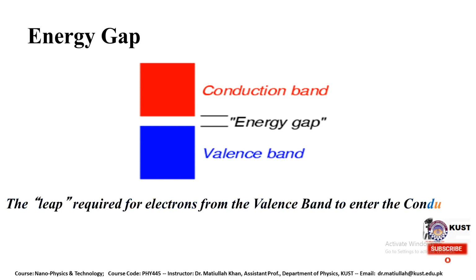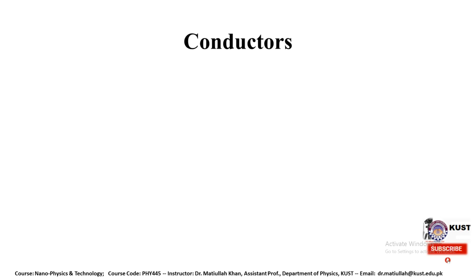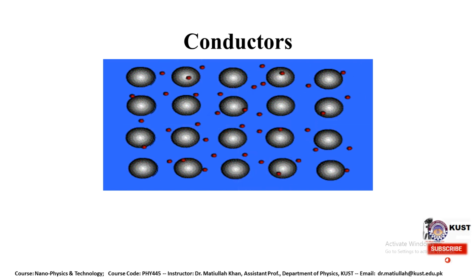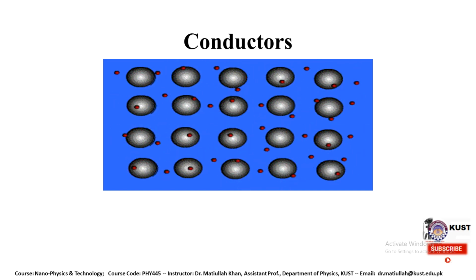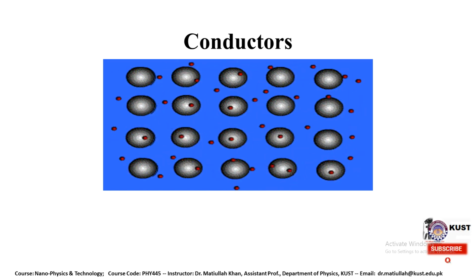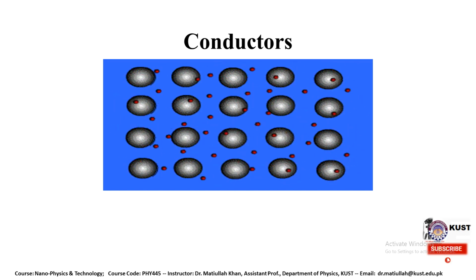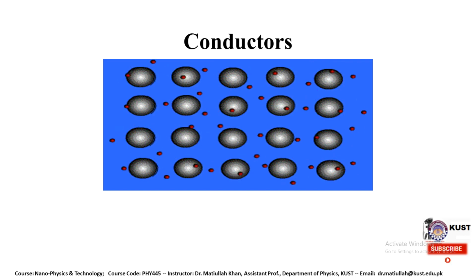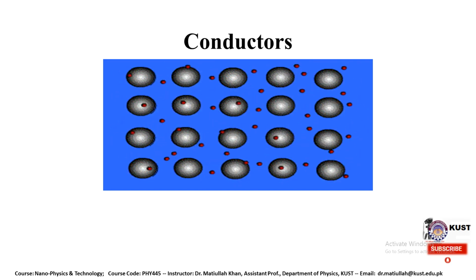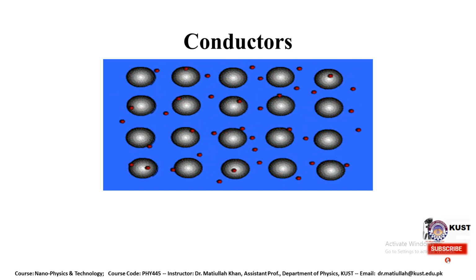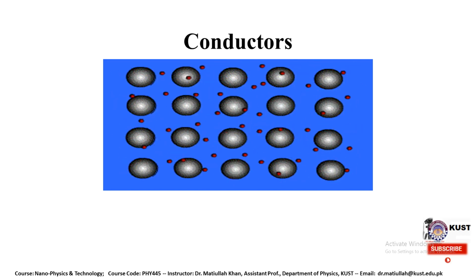So this is actually the leap required for the electron to go from the valence band toward the conduction band, that is called the band gap. So this is the simple case of conductors. The free electron can move easily inside the metal, but these are free only in the sense that they can move inside the metal, but cannot leave the metal. If we want that electron to leave the metal, we need to give a minimum required amount of energy, that is called the work function of that metal.